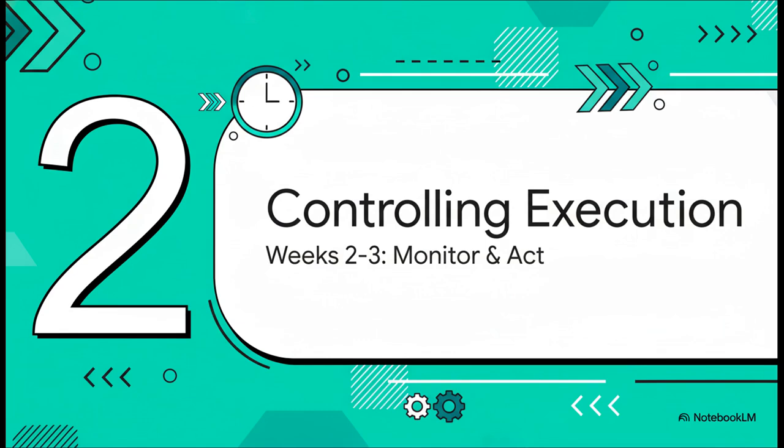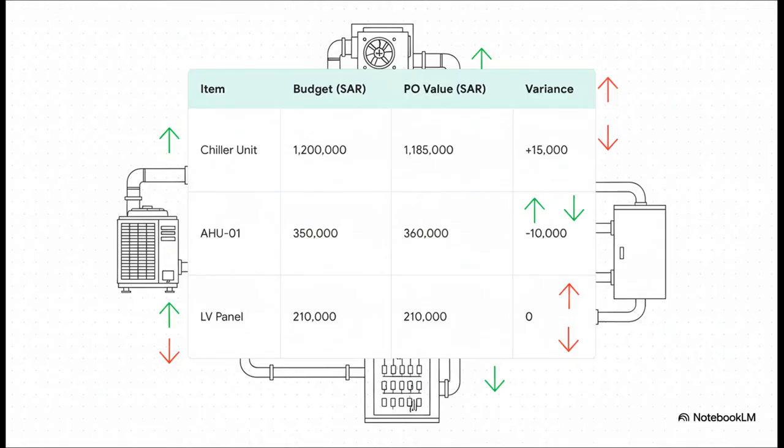So your foundation is solid. Now we move into the weekly rhythm of the project. Phase 2 is all about monitoring what's happening and taking action fast. The pace definitely picks up here. Every single purchase order that goes out the door has to be checked against your baseline, no exceptions. So look here, we managed to save 15,000 reals on the chiller. That's a great win. But the air handling unit came in 10,000 over budget. Your job is to track every single one of these little variances. They might seem small on their own, but believe me, they add up and tell the real financial story of your project.